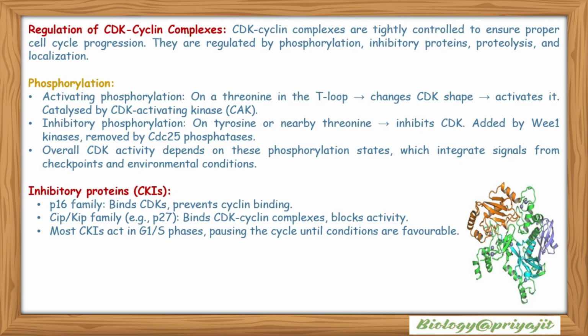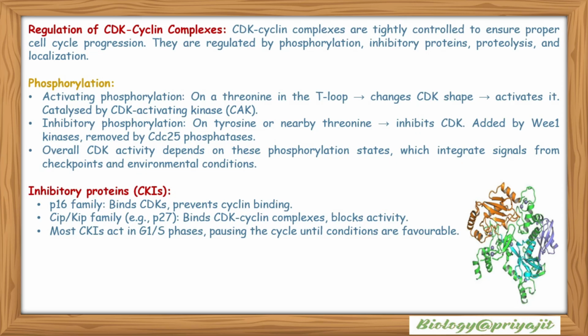Phosphorylation: activating phosphorylation on a threonine in the T loop changes CDK shape and activates it, catalyzed by CDK-activating kinase, or CAK. Inhibitory phosphorylation on tyrosine or a nearby threonine inhibits CDK, added by Wee1 kinase, and removed by CDC25 phosphatases. Overall, CDK activity depends on these phosphorylation states, which integrate signals from checkpoints and environmental conditions.